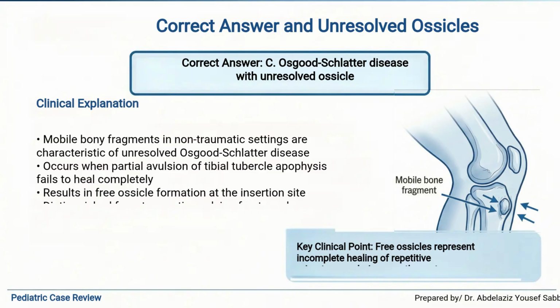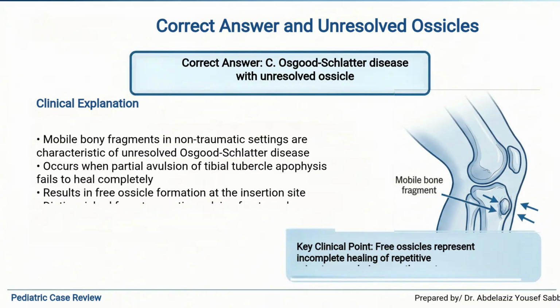Mobile bony fragments identified in the context of a non-traumatic history are characteristic of unresolved Osgood-Schlatter disease. This occurs when partial avulsion of the tibial tubercle apophysis fails to heal completely, resulting in free ossicle formation at the insertion site. The key distinguishing feature from a traumatic avulsion fracture is the complete absence of an acute injury history. This free ossicle represents incomplete healing of repetitive microtrauma that occurred during the adolescent growth spurt.